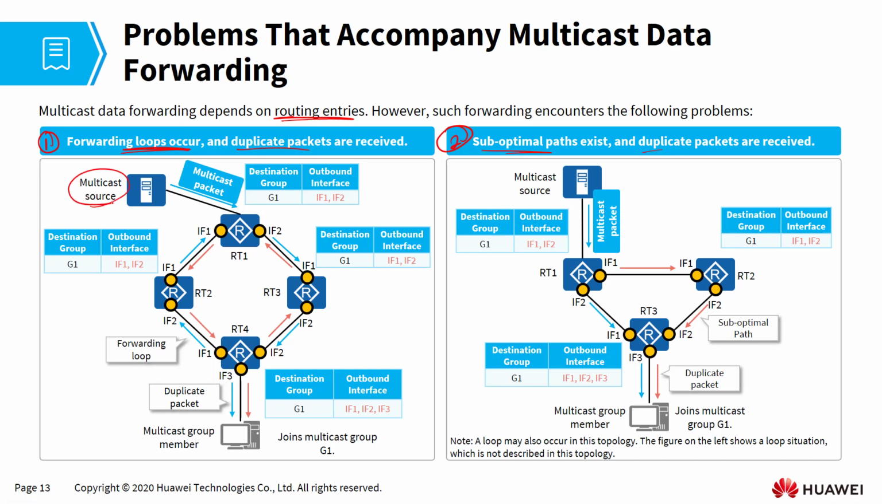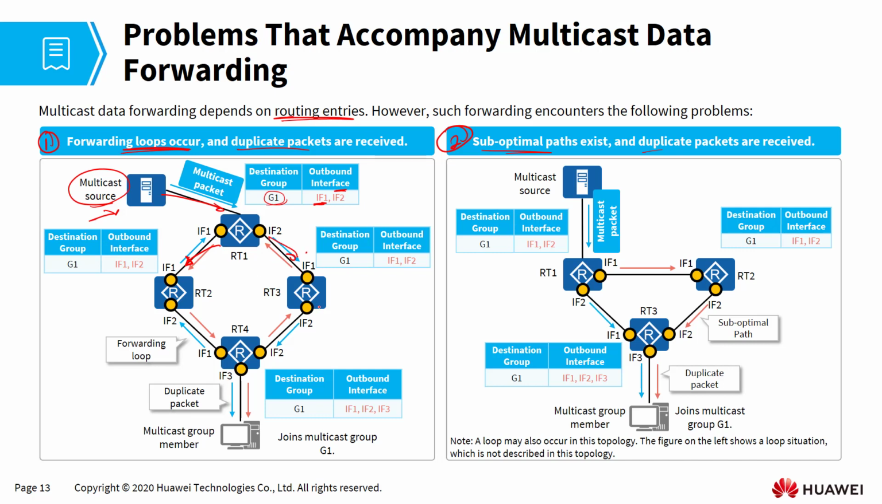We have a multicast source right here that sends a multicast packet to the first hop router. The first hop router has a multicast forwarding entry based on the routing table. So the first hop router in its forwarding entry says, are you destined to group 1? Yes. Okay, you can be sent out of interface 1 and interface 2. So it sends the traffic out of interface 1 and out of interface 2.